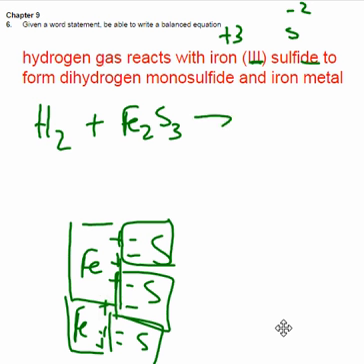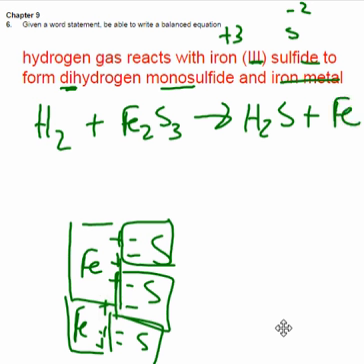And it's going to form dihydrogen monosulfide, so that's a covalent compound. So the dihydrogen monosulfide's telling me it's H2S. And an iron metal, that's a pure metal, and metals are large and lonely, so it's just Fe. To balance it, I could put a 3 here for the sulfur, a 2 here for the iron, and then I just need a 3 here for the hydrogen.